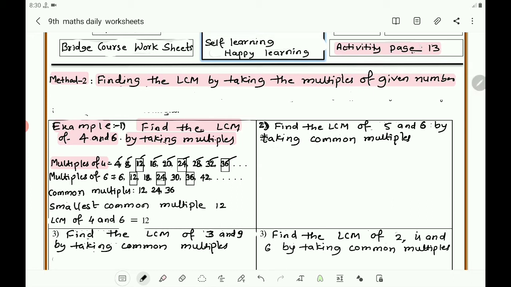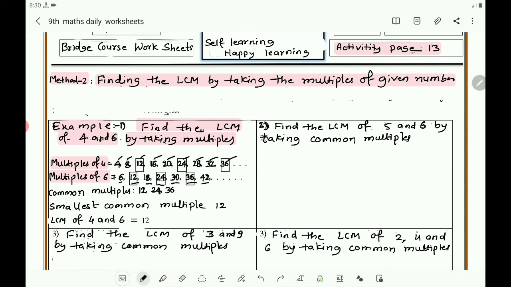Then you take the multiples of 6. Which are the multiples of 6? 6, 12, 18, 24, 30, 36, 42. All these are the multiples of 4 and these are the multiples of 6. Here you have taken only a few multiples. Now here what is required? Least common multiple.